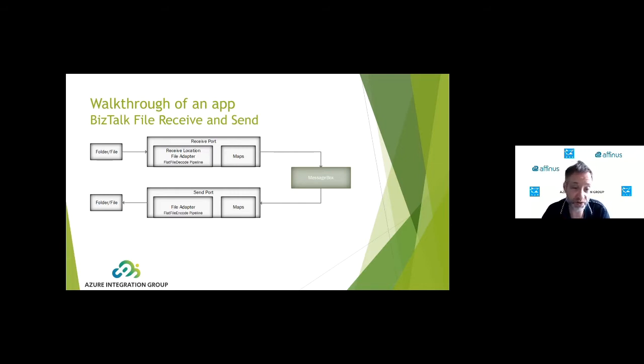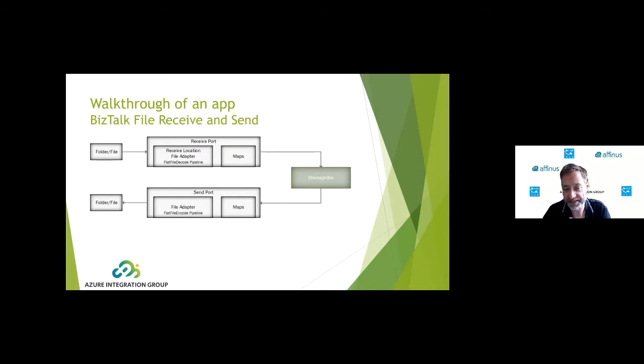But in this case here, we've got a single receive port with a single receive location using the file adapter. We're using a flat file decode pipeline. So it's a custom pipeline, obviously, with a flat file decoder in it, and there's obviously a flat file schema in there. Converting the file to XML format and optionally debatching it. Then we've got a map that is applied at the receive port level. So once we've converted the flat file into XML, we're applying a map to that to transform it into a different XML format. That's being published to the message box. Then we have a single send port that is subscribing to the output of that receive port.